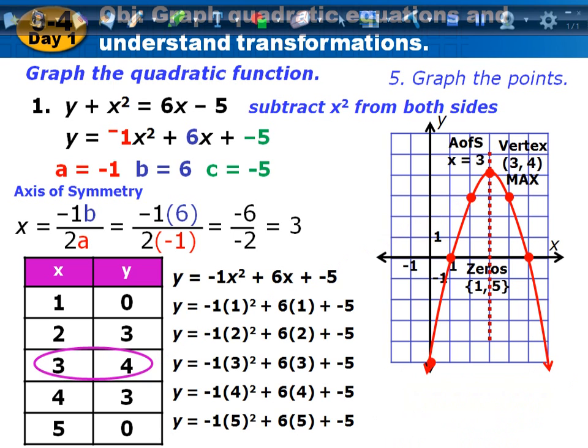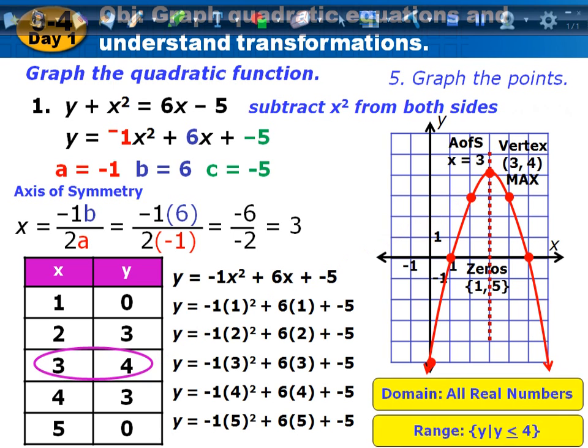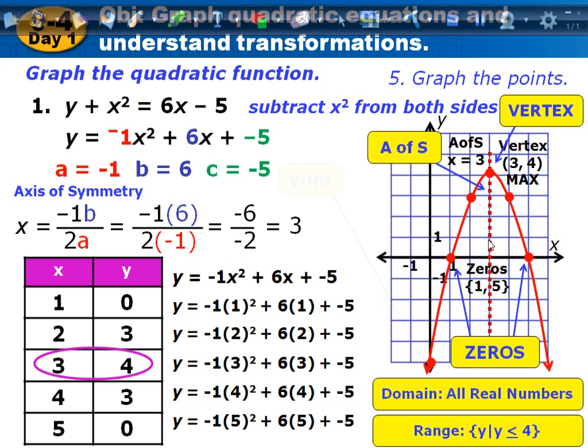And finally, number 10 is to state the domain and range. Domain, again, is always all real numbers with parabolas. The range is everything from this top maximum point and down. So it's y such that y is less than or equal to, because it's opening downward, and it's less than or equal to this top point, which is 4. So it's y such that y is less than or equal to 4.